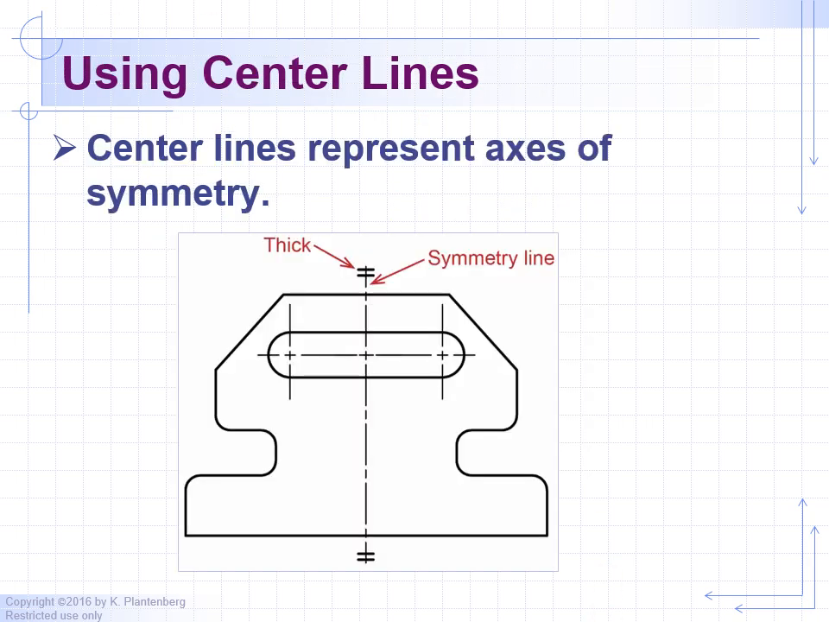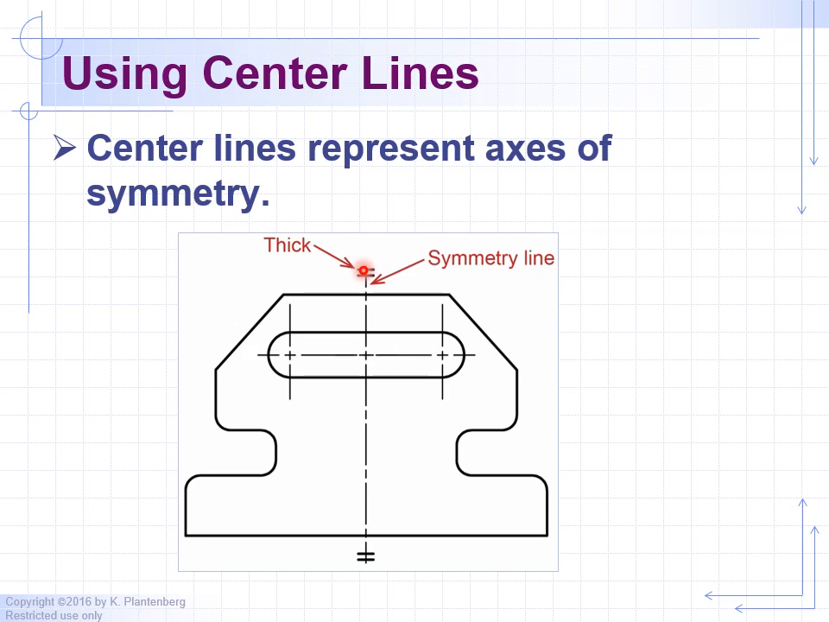Now, I mentioned the center lines are used for holes, but they're also used for round notches, and they're also used for symmetry. So when we take a look at this part here, we can clearly see that this part is a reflection of itself, right? It's the same on the left and the right, just with the reversed orientation. So this would be described as a symmetric part. And this line down the middle here, this is a center line, is going to show the line of symmetry.